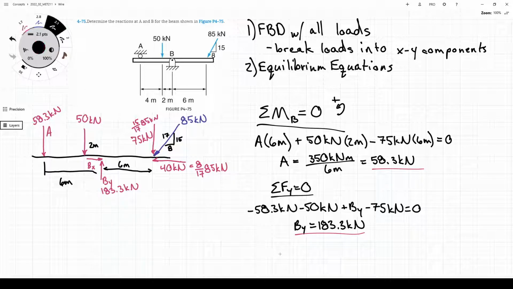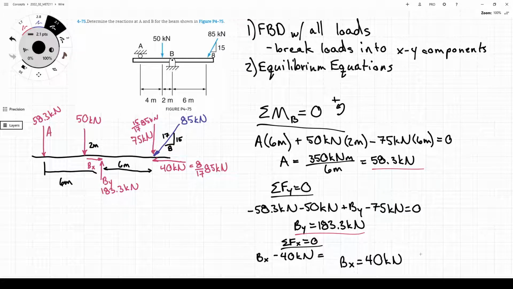So next, we'll do our last equilibrium equation. We'll do sum of forces in the x direction is equal to 0. In the x direction, we have Bx, and we have a negative 40 kilonewtons because it's pointing to the left. That's equal to 0. If we solve that for Bx, we get Bx equals 40 kilonewtons. Now we've found all of our unknown forces, and we've completed the problem.